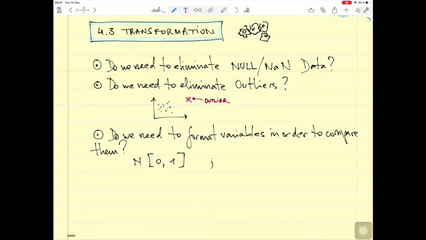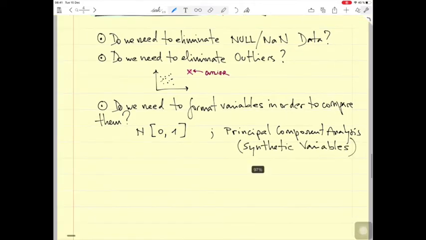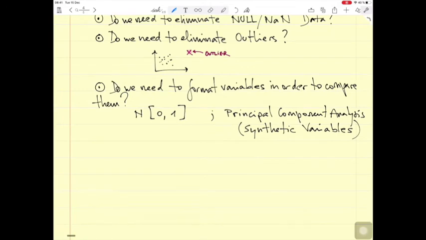Or another important method, it's called the principal component analysis. And or do we need to create synthetic variables? Okay, this would be the creation of synthetic variables, variables that do not exist. Yeah, so this would be basically it.